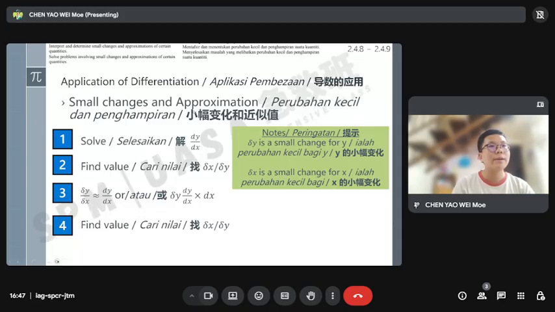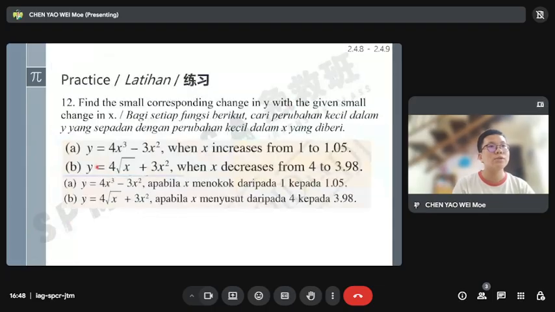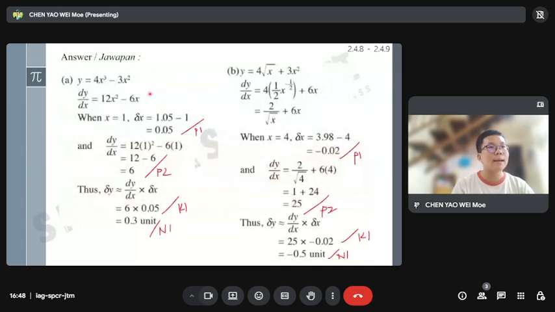y equals 4x cubed minus 3x squared, when x increases from 1 to 1.05. So here is x. I can say that delta x is 1.05 minus 1, so it's 0.05. I do the differentiation first for this one. Later on, I already have the differentiation and the delta x, and I substitute the x inside here. I will get delta y over delta x is this answer.